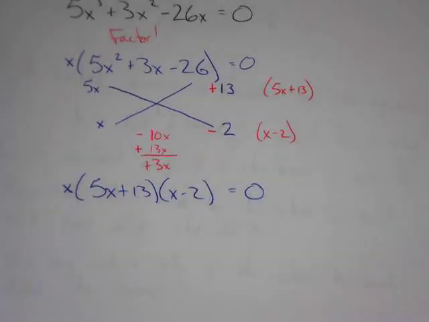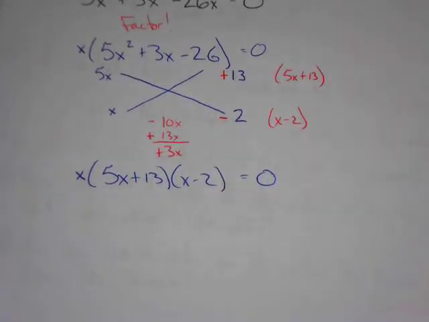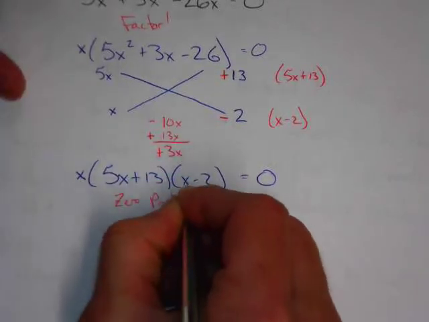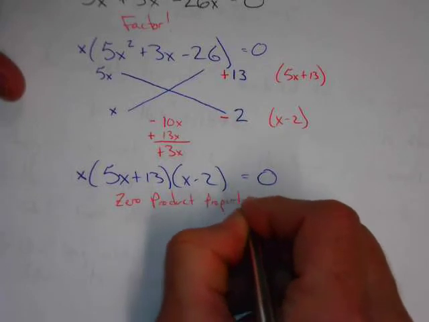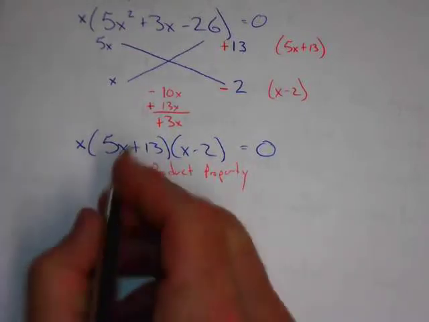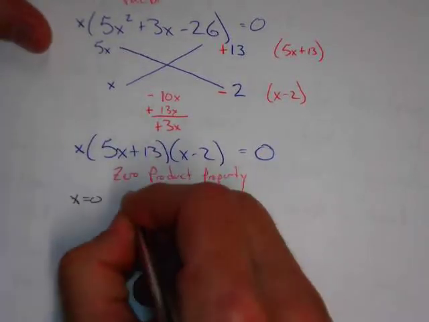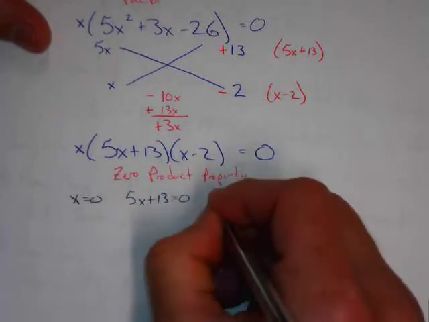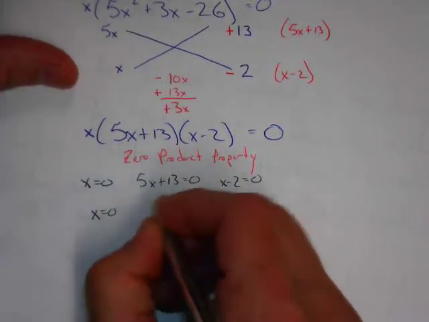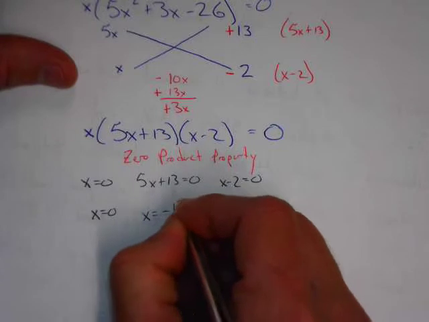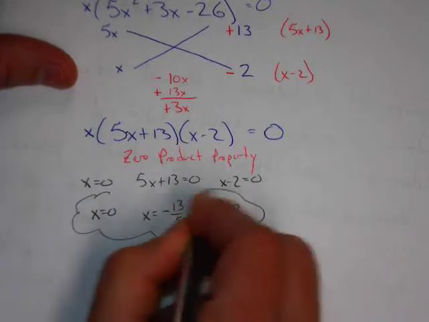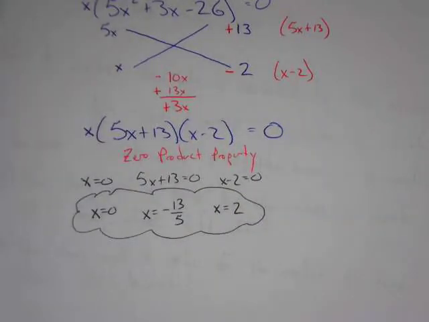And once I've completely factored the expression, zero product property. Excuse me. So now I'm ready for the zero product property. It's funny how all that time we spent factoring is used to solve equations. So if I'm using zero product property, it means x could be 0, 5x plus 13 could be 0, or x minus 2 could be 0. So all of that is possible. So x could be 0, x could be negative 13 over 5, or x could be 2. And all of these are our solutions for the original equation.